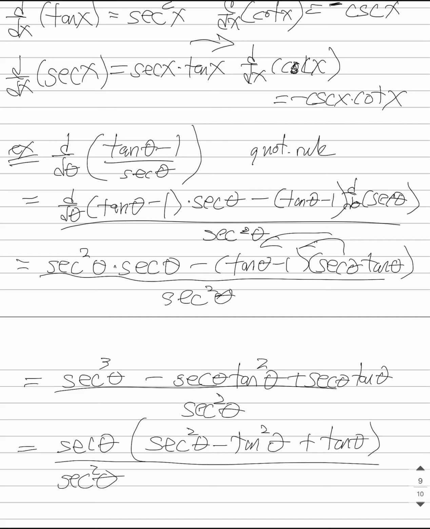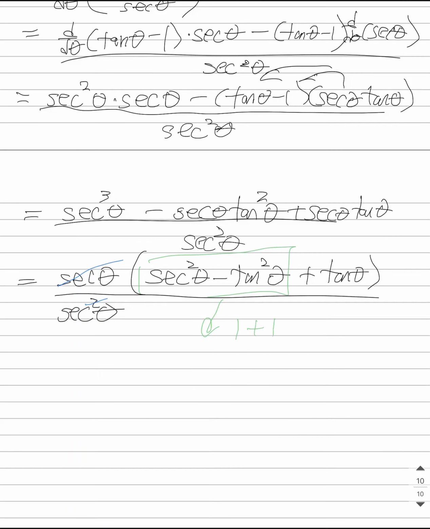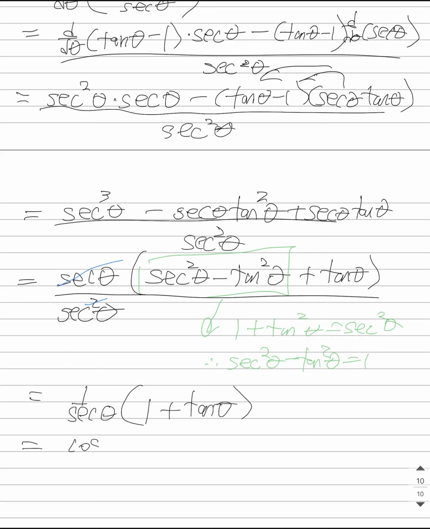Downstairs, I'll have a secant squared theta. Conveniently, one of those secants will go away. There's a trig identity that says 1 plus tangent squared theta is secant squared theta. So that means secant squared theta minus tangent squared theta is 1. Do I need to know that? Yes, you need to know that. Very important. So you end up with 1 over secant theta times 1 plus tangent theta. Look, if you want, you could change the front function to a cosine times 1 plus tan theta. But getting some level of simplification is enough.